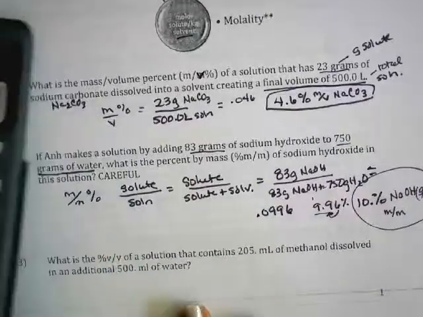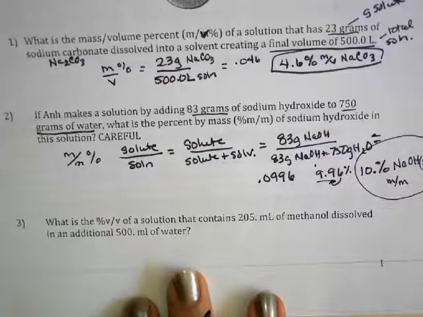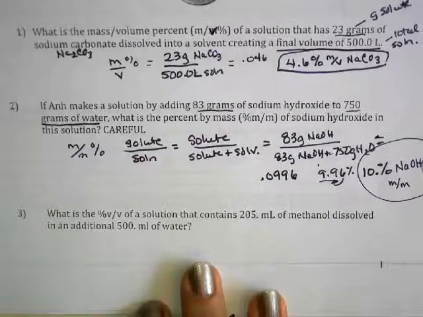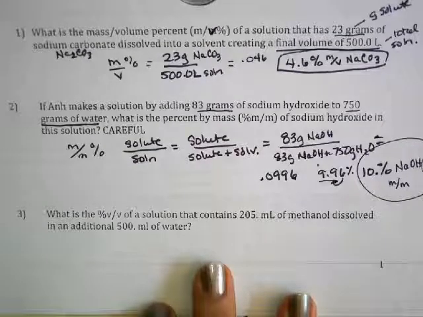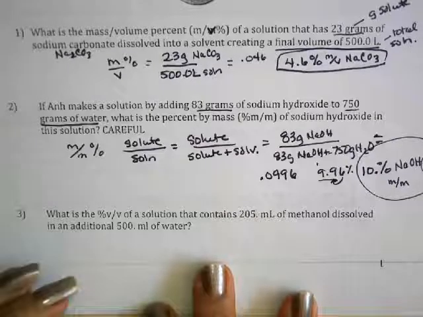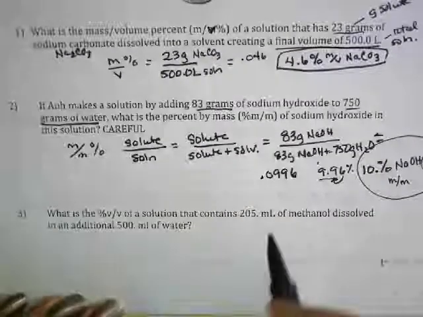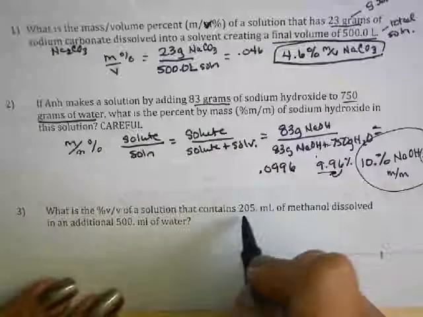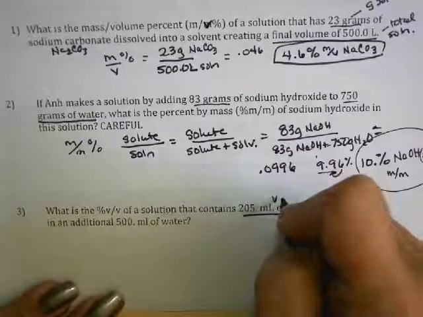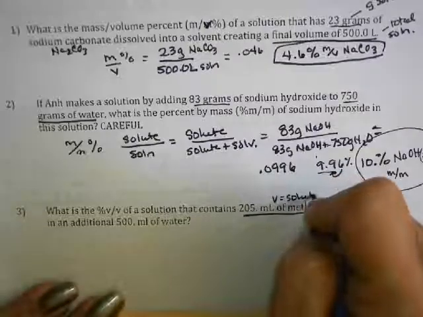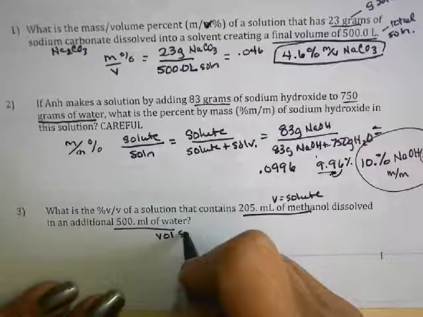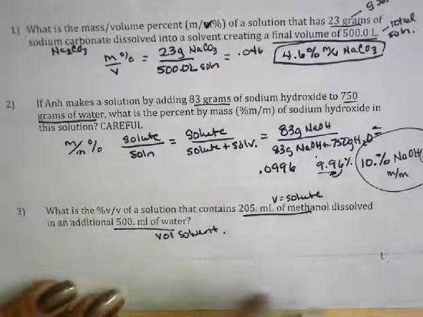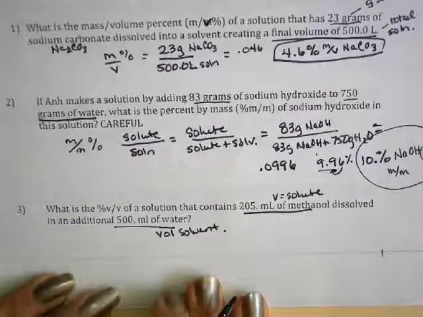Next one. What is the volume over volume percentage of a solution that has methanol dissolved into water? This is the same as the last one, so I'll go faster. Here we have our volume of solute. Here we have our volume of solvent. We can't just divide the two. We need to find the solution.